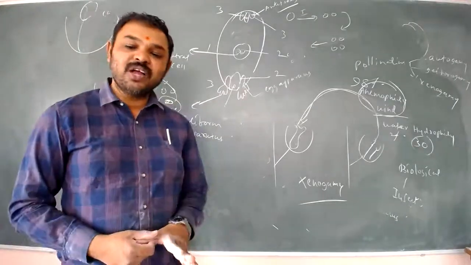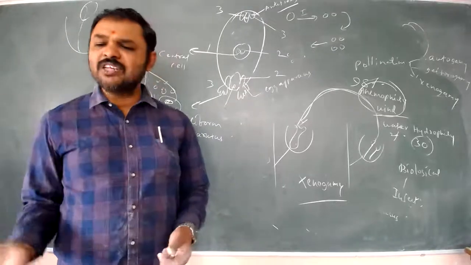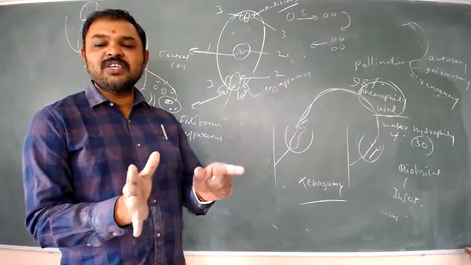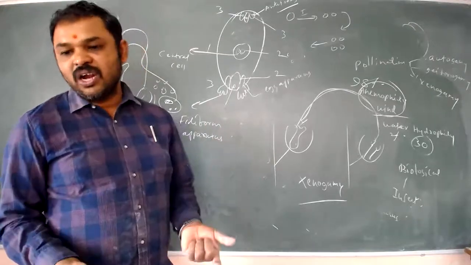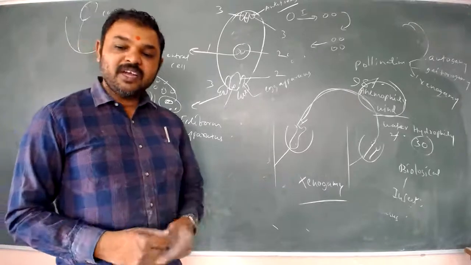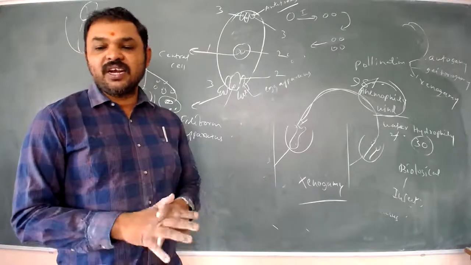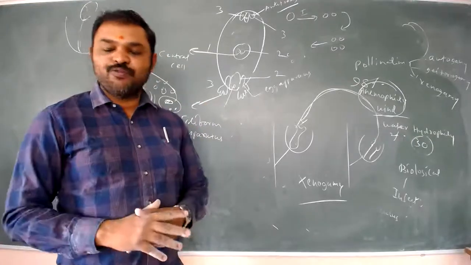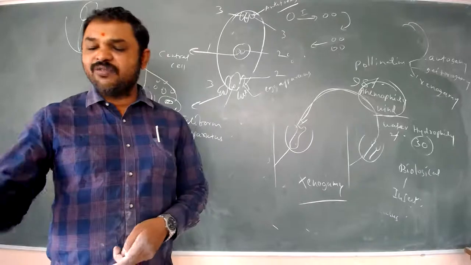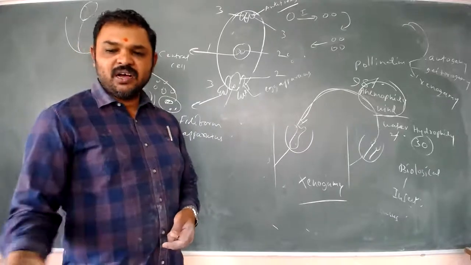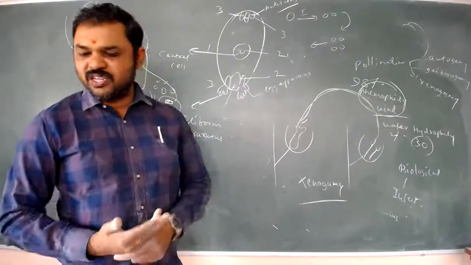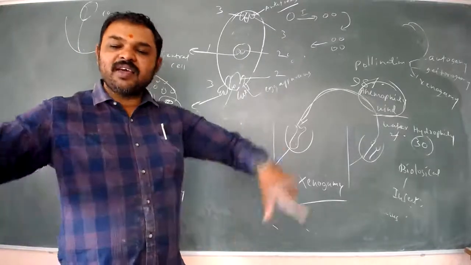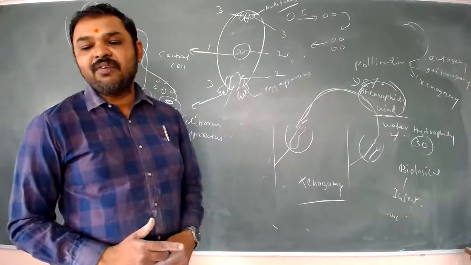How many types of fruits are there? There are false fruits, parthenocarpic fruits, and true fruits. The fruit which develops after fertilization is called the true fruit, where the ovary develops into the fruit. Generally, after fertilization, the ovary develops into a fruit, called a true fruit. Brinjal, lady's finger, whatever vegetables you are eating, come under true fruits. But what is a false fruit here?